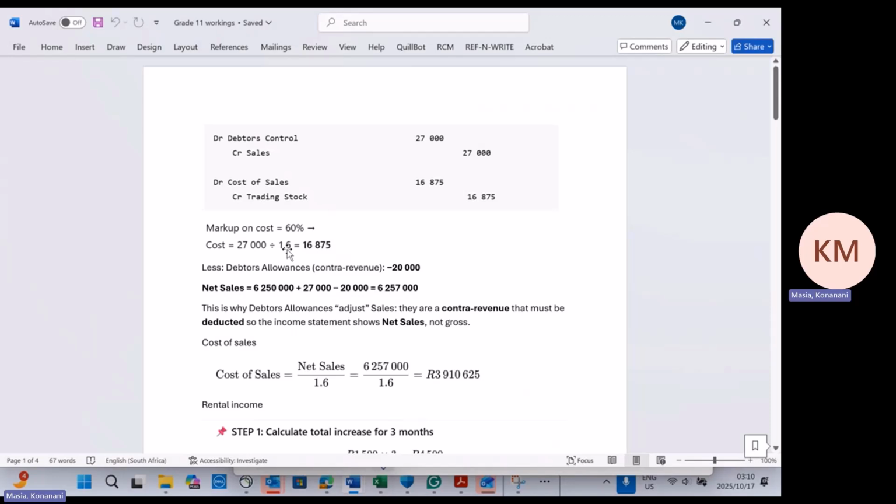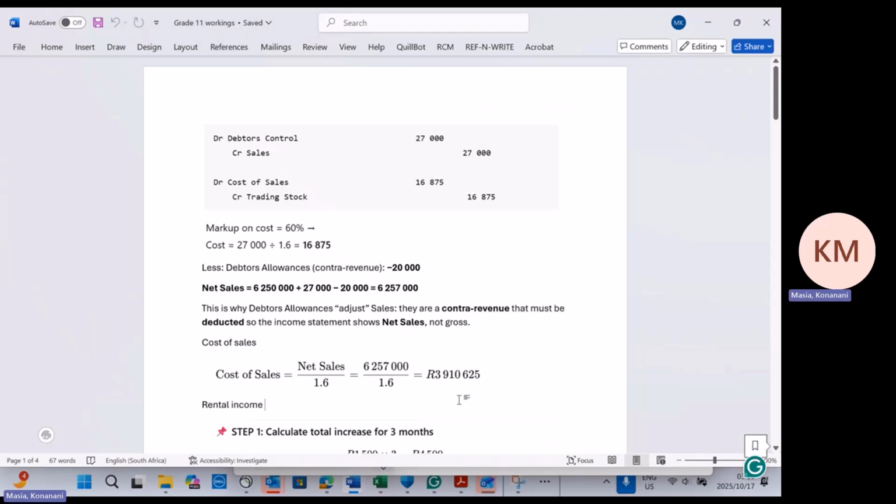Therefore, when I'm doing my revenue, because I already know what my revenue or my sales is, how did I determine my sales? That amount plus 27,000 of data that is not yet accounted for, which is the credit sales, minus the debtors allowance. Then what am I going to do to determine the cost of sales? I'm going to take the 6,257,000 that I just calculated, divide by 1.6, or multiply by 100 over 160. Then you are going to get 3,910,625. That is going to be my cost of sales. Then that becomes easy on how to calculate.